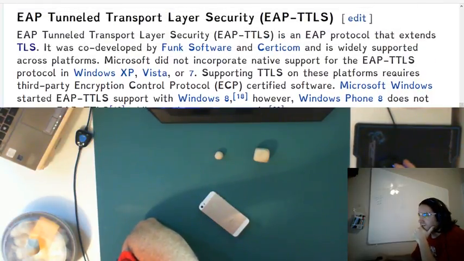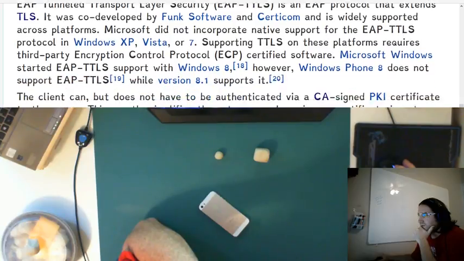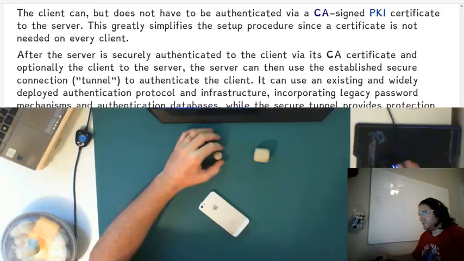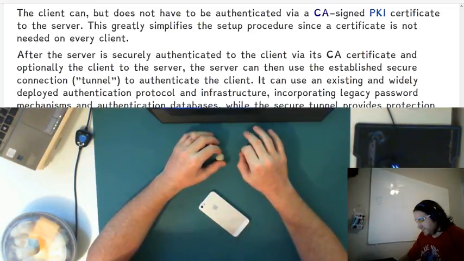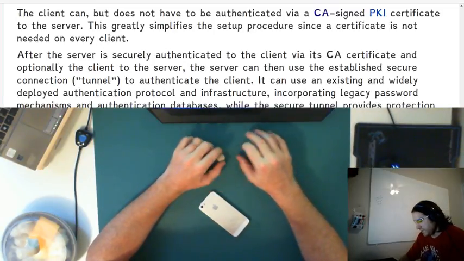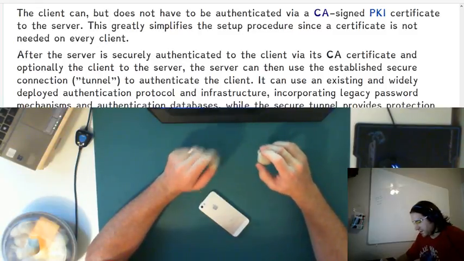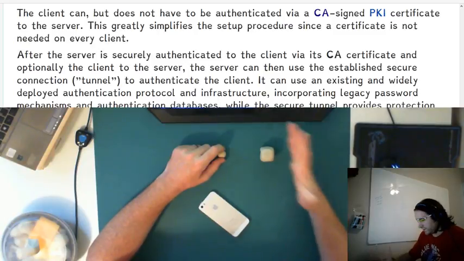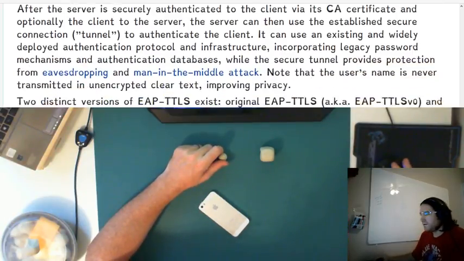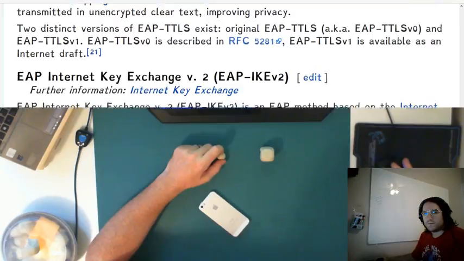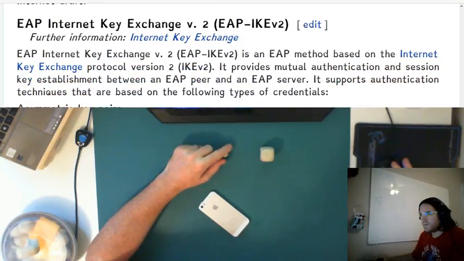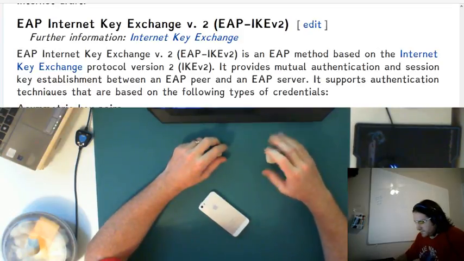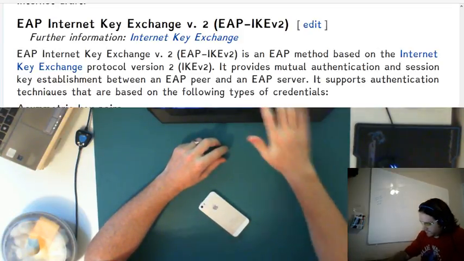I don't understand. So TTLS creates a tunnel. So, okay, the username and password are encrypted within that tunnel. They're not just encrypted, they're encrypted within an encryption. Okay. That makes sense. I think I understood that.